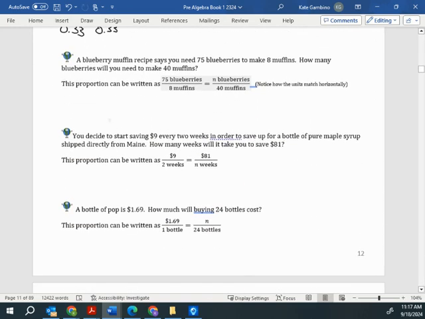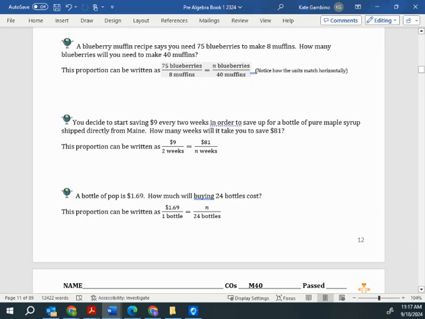Now on the bottom we have proportions. That same concept. We're doing the exact same thing except they just put words to it. So this blueberry muffin recipe says you need 75 blueberries to make 8 muffins. So I've got my fraction, 75 over 8. I'm going to make sure to write those labels. Whenever we're working with proportions, you write your labels so we make sure we're matching up labels to labels. So 75 blueberries over 8 muffins. How many blueberries, that's my question, how many blueberries for 40 muffins?